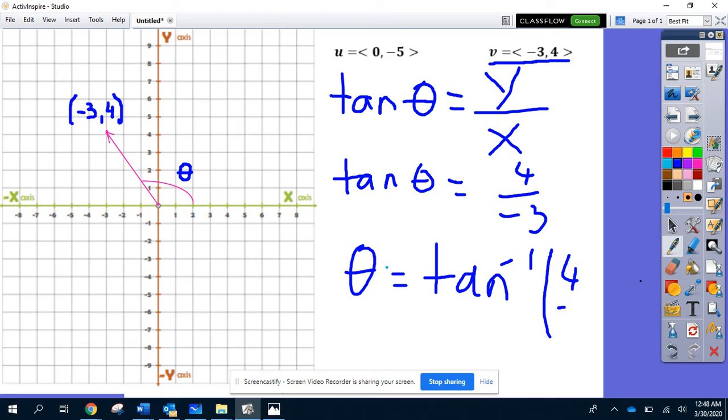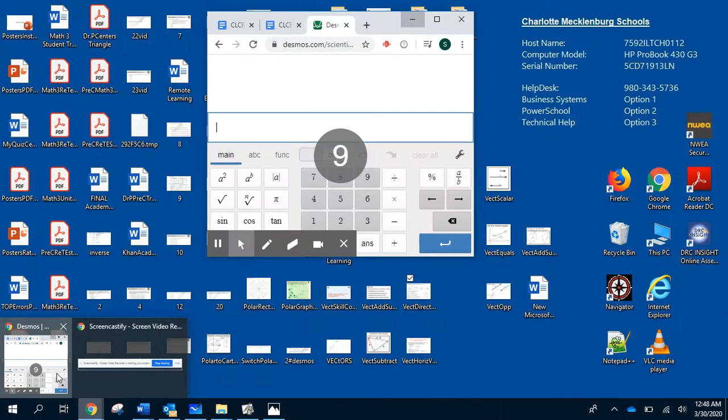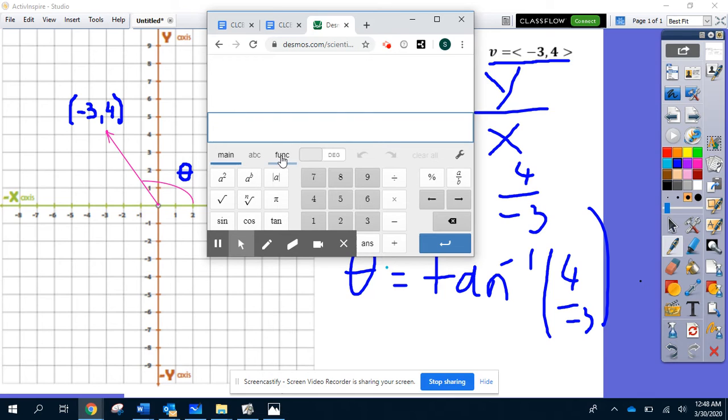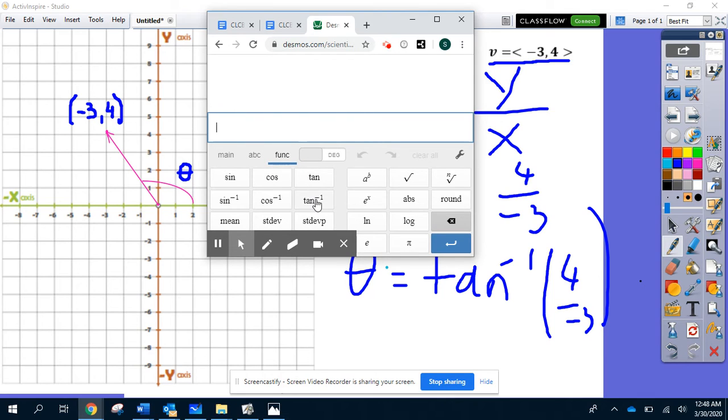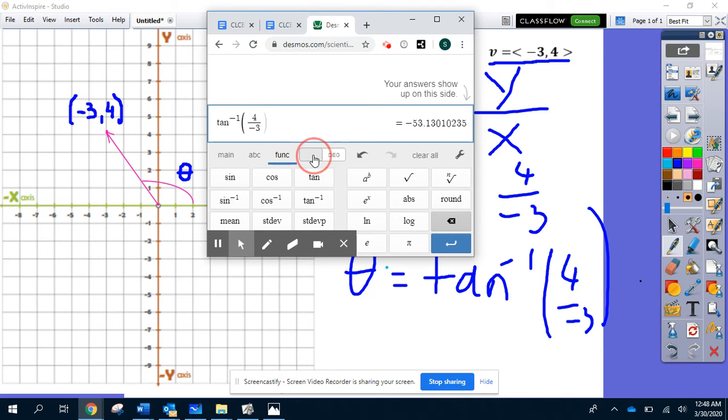So at this moment, you should open the Desmos Scientific Calculator and let's calculate the inverse of tangent of 4 over -3. If you work in degrees, you have degrees. If you switch to radians, you have radians. But let's work in degrees. So your answer will be -53 degrees if we round it to the integers.